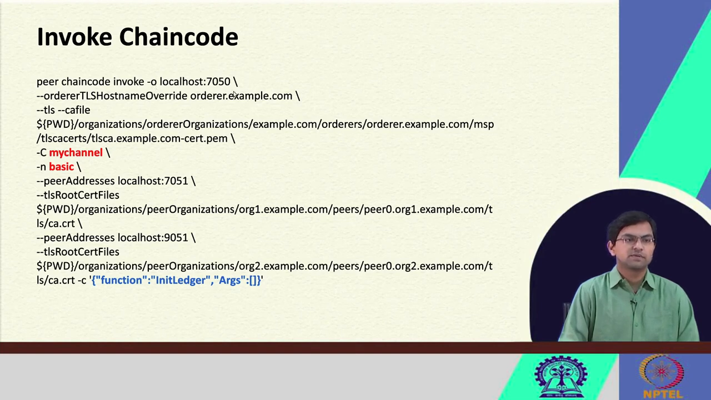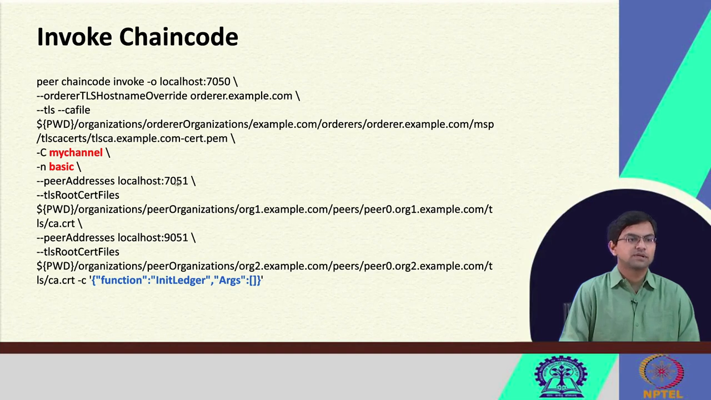So, -o is specifying the orderer, then we are specifying the orderer TLS host name override, the host name of the orderer. Then we are passing the TLS enabled option and the CA files required for TLS, the TLS root certificate files, the peer address, and also the TLS root certificate files of the other peer. So, there are two peers in our network.